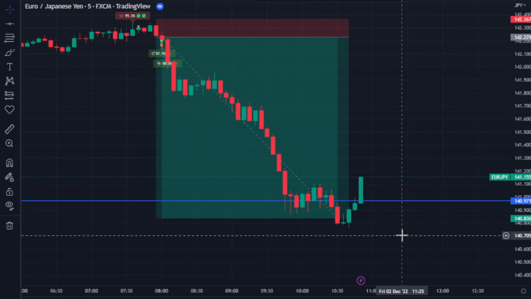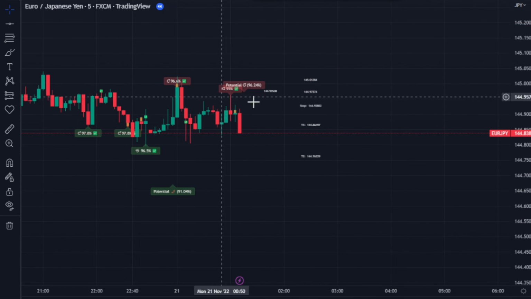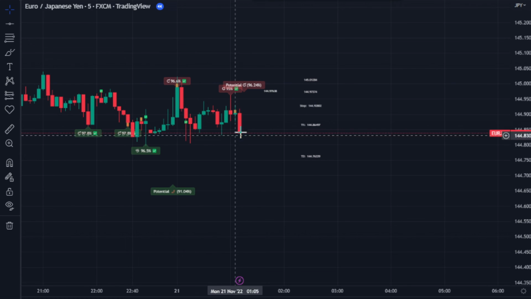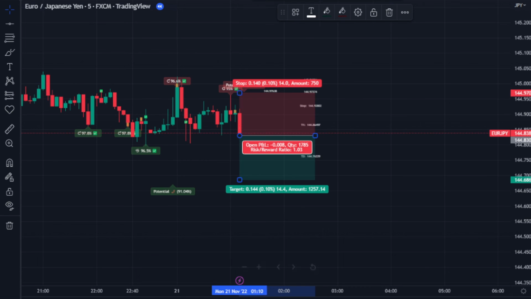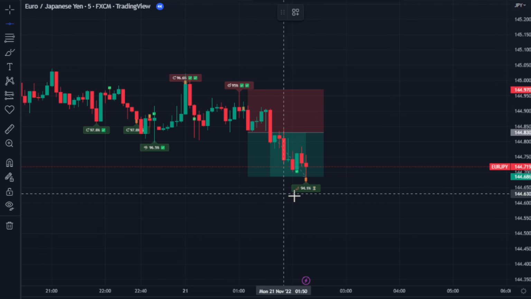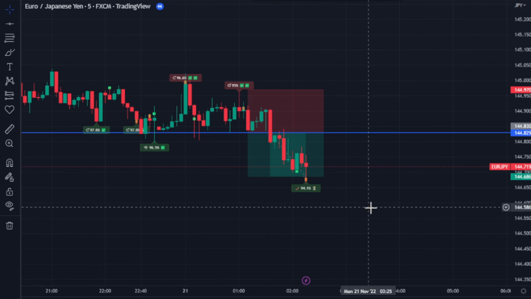Now let's look at another example. We see that here we have another valid bearish signal. It meets all the conditions. So we are going to set our stop loss at the most recent swing high, and we are going to let the price play out. We see that the price reached the risk-reward ratio 1-to-1, we are going to move our stop loss to break even.